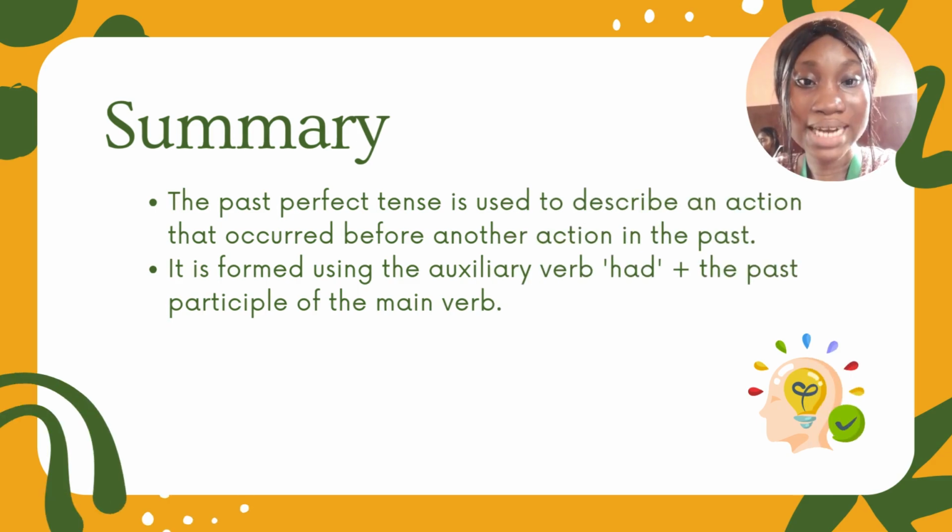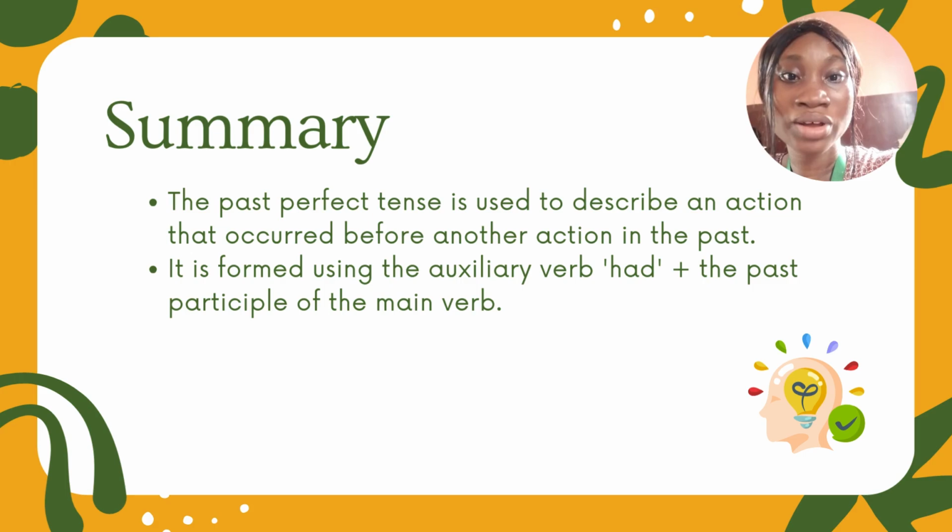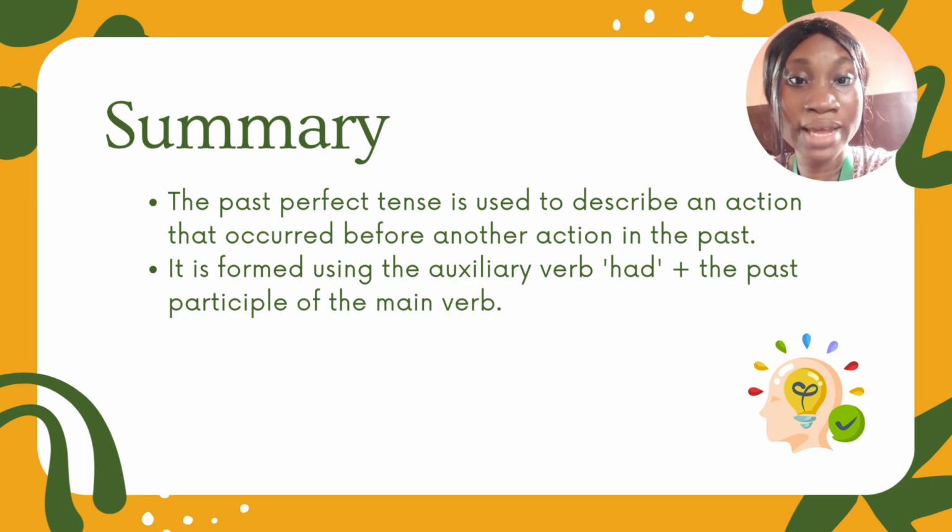So we are almost rounding up this class, and here's a quick summary. So far we've looked at past perfect tense. We said this is used to describe an action that has occurred before another action in the past. And we always make use of the auxiliary verb had plus the past participle of the main verb. And your past perfect tense can be used to make positive sentences, negative sentences, and it can also be used to do what? Ask questions. I'm going to say some common words you can use to construct your past perfect tense. We have before, by the time, after, so on and so forth.